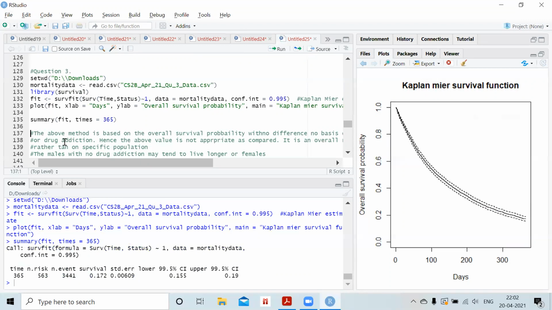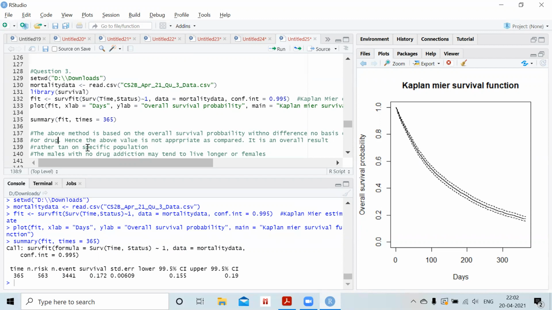There is no difference based on the medicine provided or the drug injected. So the above value may not be appropriate for all types of gender or for all types of people who have been provided or not provided with the drug. Maybe the ones provided with the drug would have a higher survival probability than the ones who are not provided with the drug. Or maybe the female and male probabilities will differ.